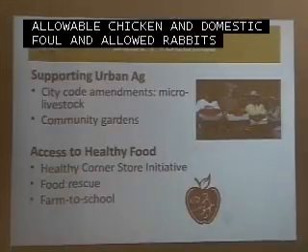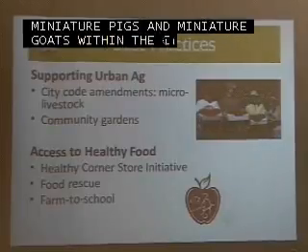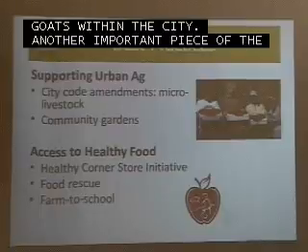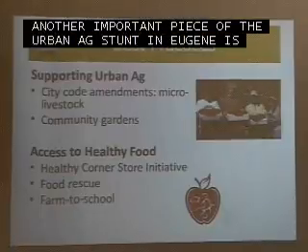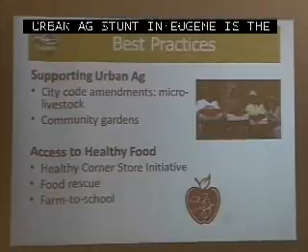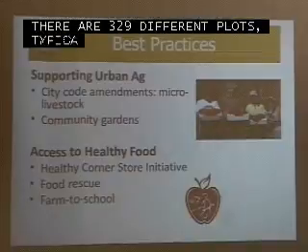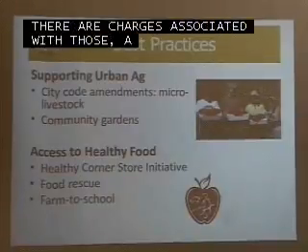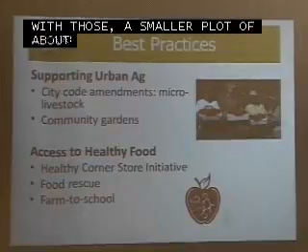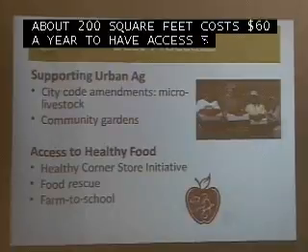Another important piece of the urban ag opportunity here in Eugene is our system of community gardens. We've got a total of 6 community gardens with 329 different plots. Those are typically allocated through a lottery system, and there are charges associated with those. A smaller plot of about 200 square feet costs $60 a year to have access to, and the larger plot of 400 square feet is $100.